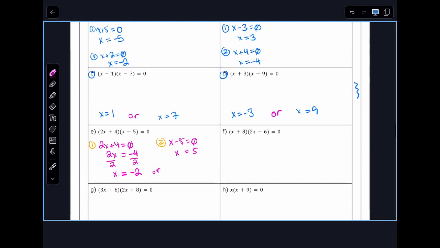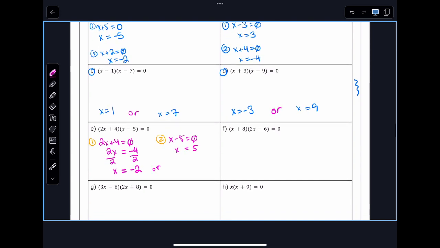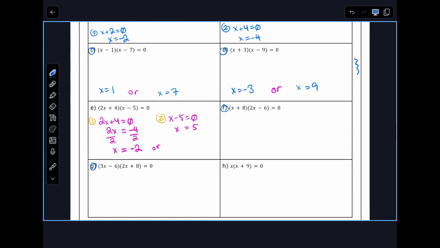So now let's try f and g with your partner beside you or on your own if you want. And we'll take that up in about 3-4 minutes.